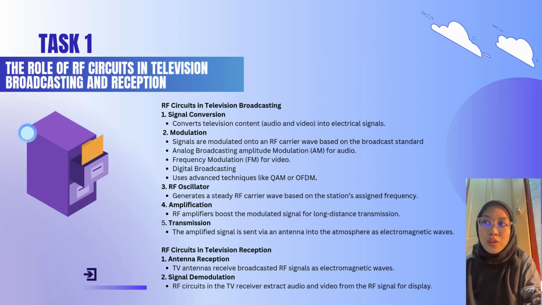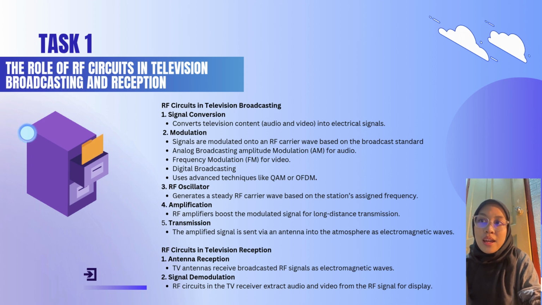Next, the role of RF circuit in television broadcasting and reception. RF circuit in television broadcasting. 1. Signal conversion. Convert television content, audio and video into electrical signal. 2. Modulation. Signals are modulated onto an RF carrier wave based on the broadcasting standard.